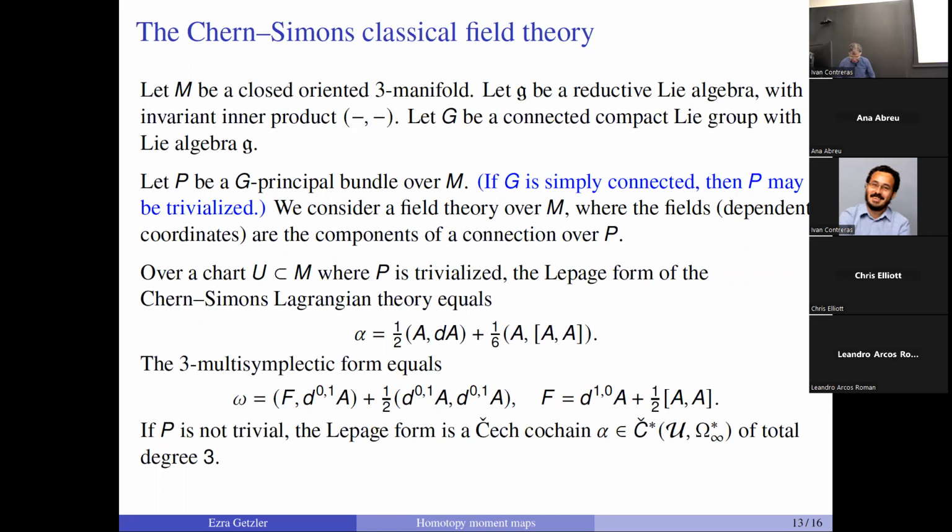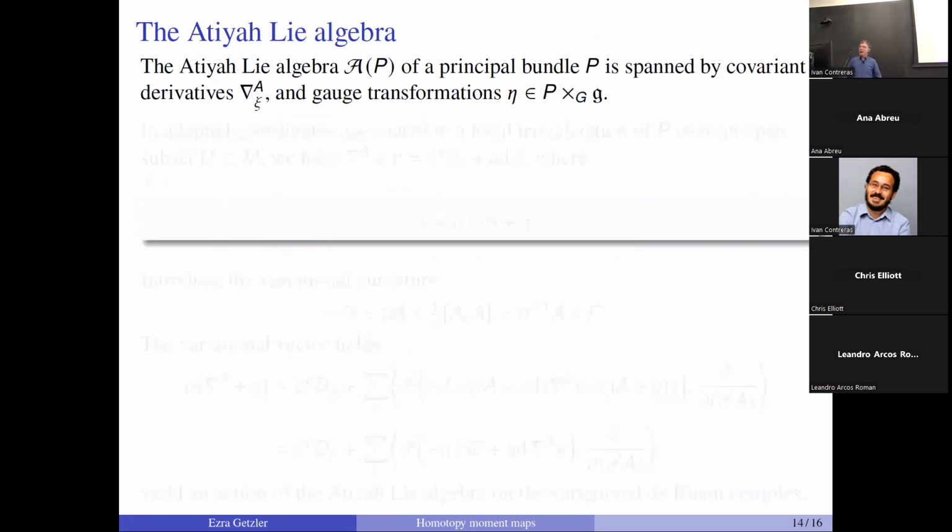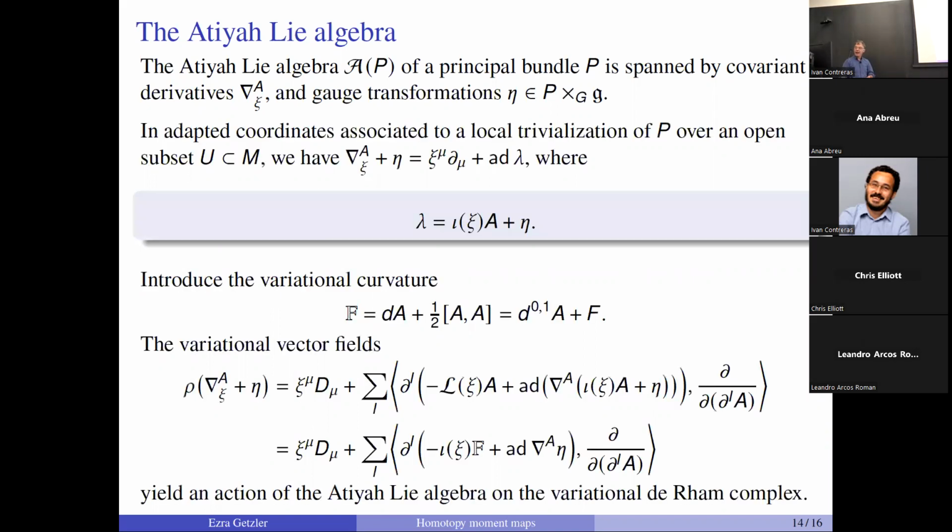Okay, so the symmetry algebra will involve both vector fields in the base and gauge transformations, and I'll call that the Atiyah-Lie algebra. I don't have time, unfortunately. So that is the formula for the action. It incorporates the horizontal action, and then of course it has to incorporate some action on the fields. And it's given by this very explicit formula.